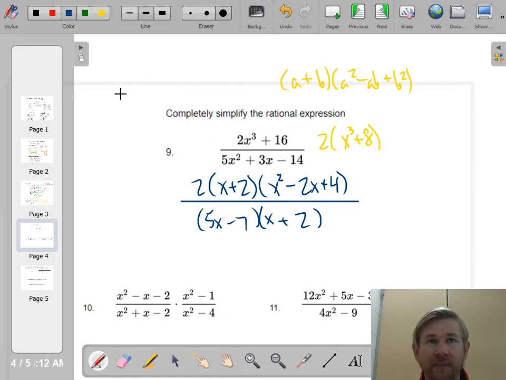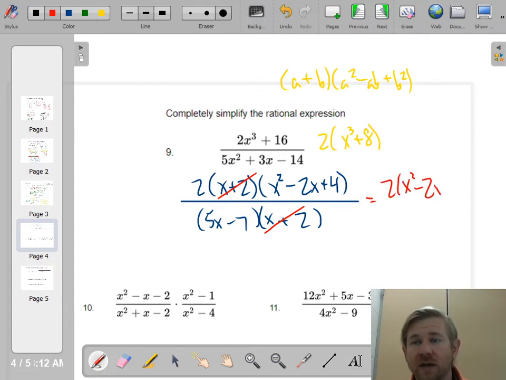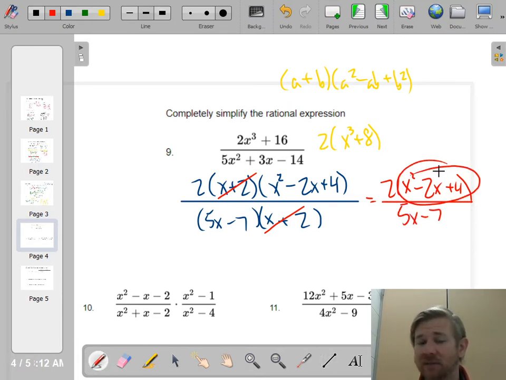Does anything go away? Yeah, that goes away. So you have 2 times x squared minus 2x plus 4 over 5x minus 7. Now, this kind of looks factorable, but when you do sum and difference of cubes, it's never going to be factorable. So you are finished. That is your answer.